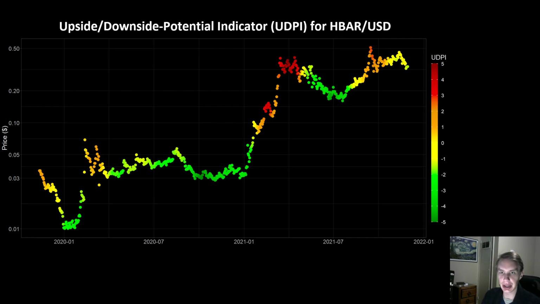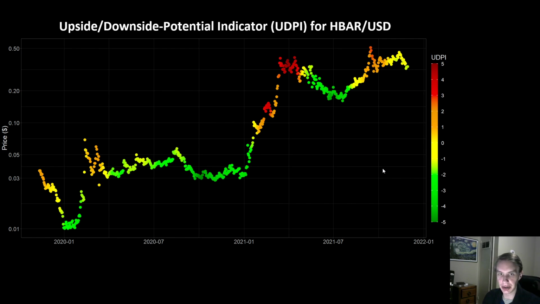Now, HBAR is an asset we've actually been talking about a good amount on this channel, and one of the reasons for that is that our model, our UDPI, upside downside potential indicator, has been getting more and more bullish on HBAR recently. What I'm showing here is the price history of HBAR over time. As we've gone into this more recent correction, you'll see that the risk level has been falling. The days are color-coded based on the output of the risk indicator. You'll see it's falling. It's actually hit a green zone.